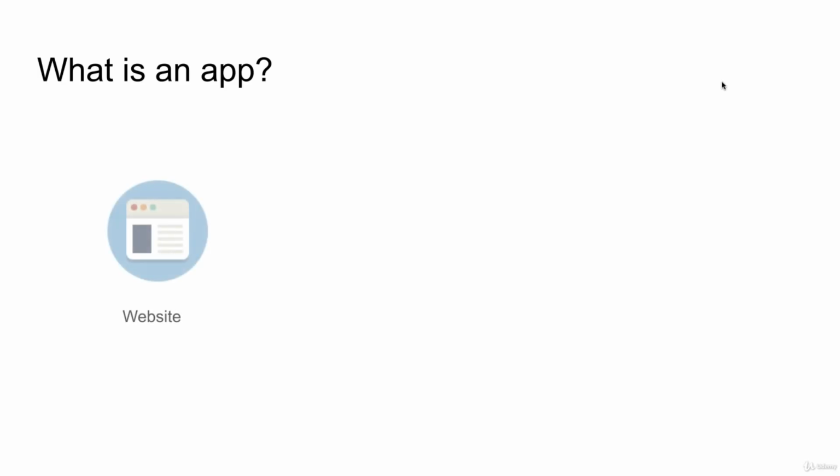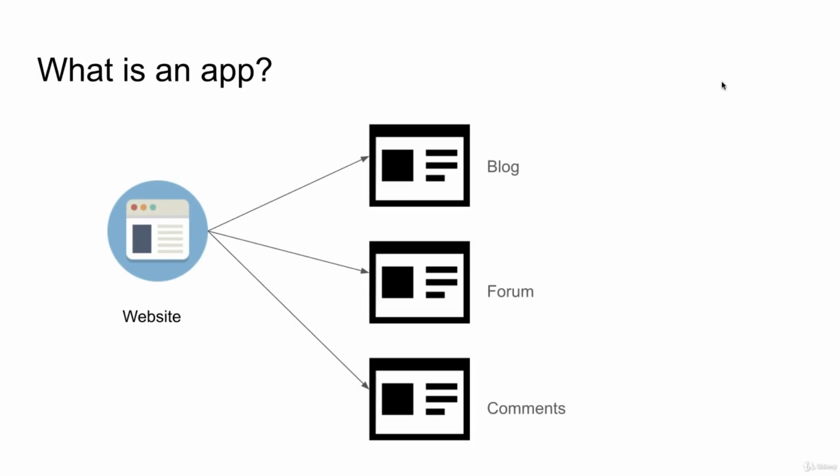So let's say you're building a website. This particular website can have multiple sections. For example, it can have the blog section, the forum section, and the comment section. So an entire huge website can be split up into multiple things, and these things can be called apps in Django. So whenever you're developing a big website or a big project in Django, it can be comprised of multiple apps. And these multiple apps combined together are going to be your entire website or your entire Django project.